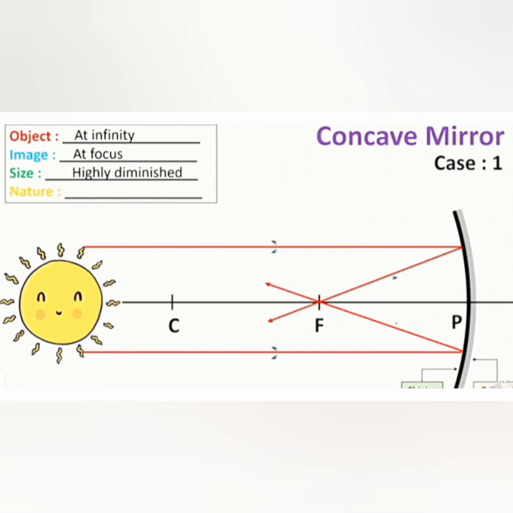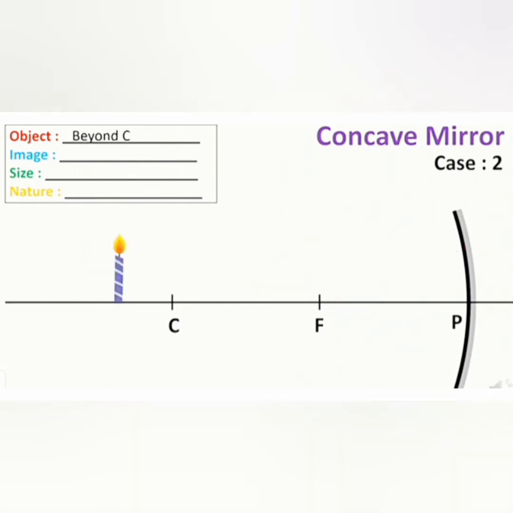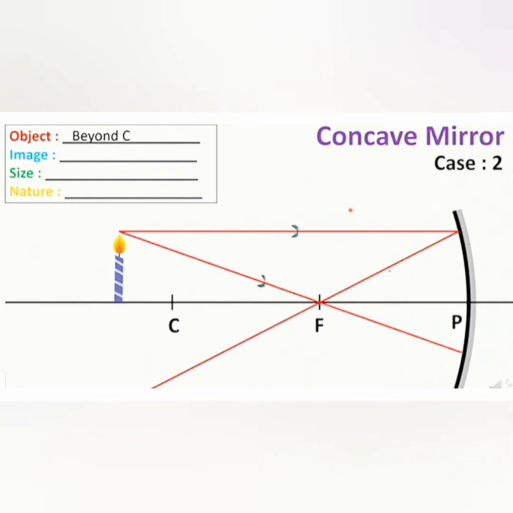Okay, let's move on. Case number 2. Now the object is beyond C. Similarly, one light ray falls parallel on the mirror from the object. After reflection, it will pass through the focus, and the light also passing through the focus is reflected parallel to the principal axis. By this time, both rays intersect one another below the principal axis, and the image is between C and F.